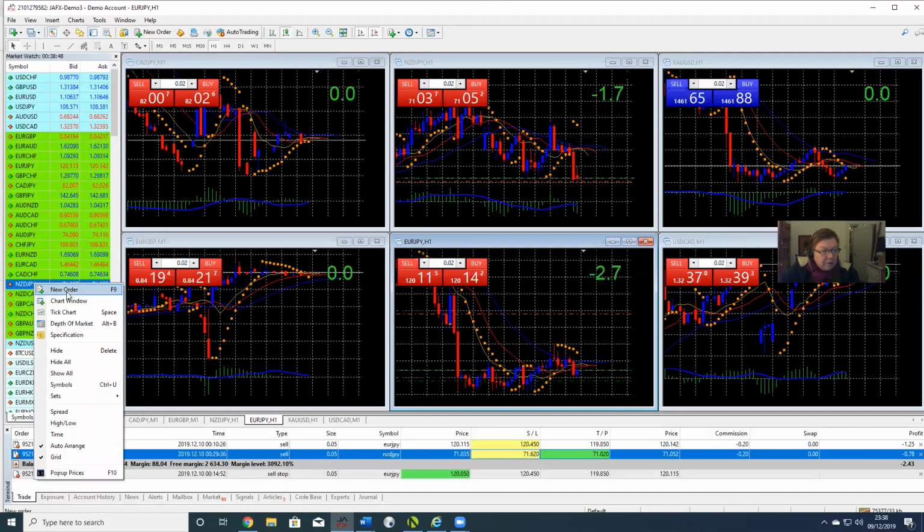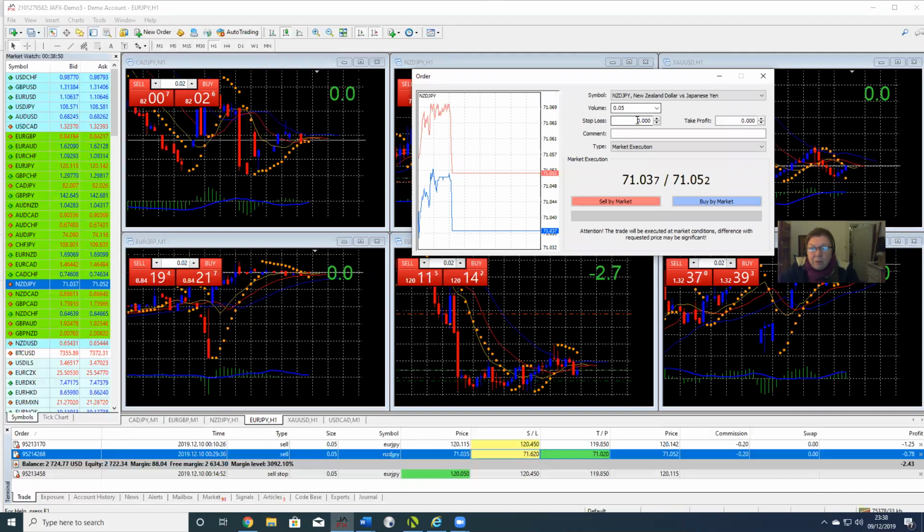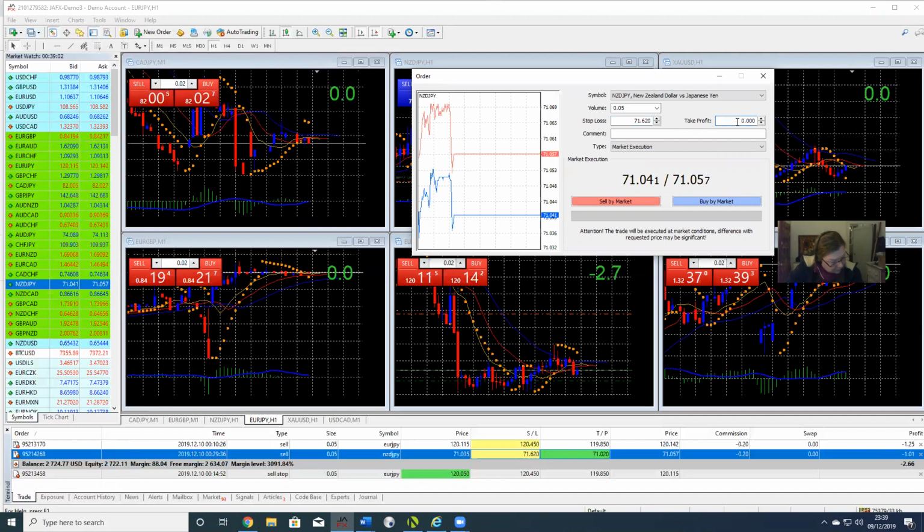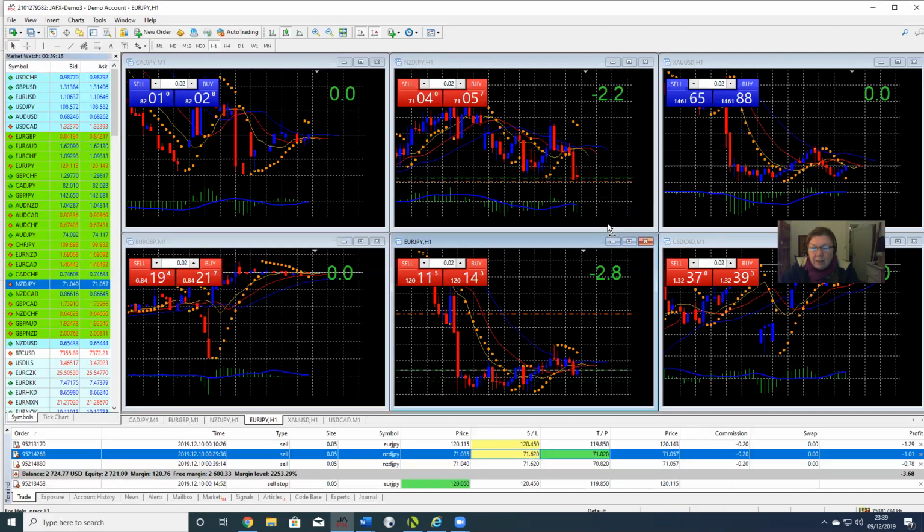So I'm going to do a new order very quickly, we're going to put in that stop loss of 71.620. We're going to have our TP2 now, which was 70.820, and with stop loss and take profit, we just press the sell, the red one, and we're in at the same lot size. So we've got another order running.